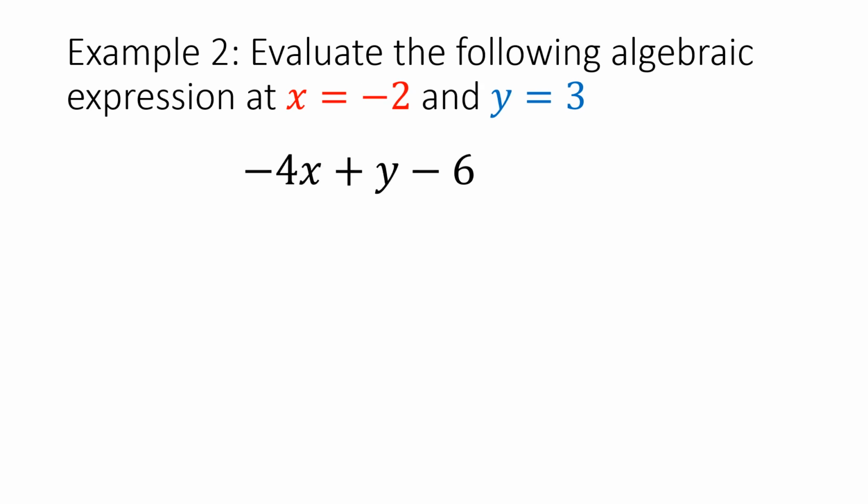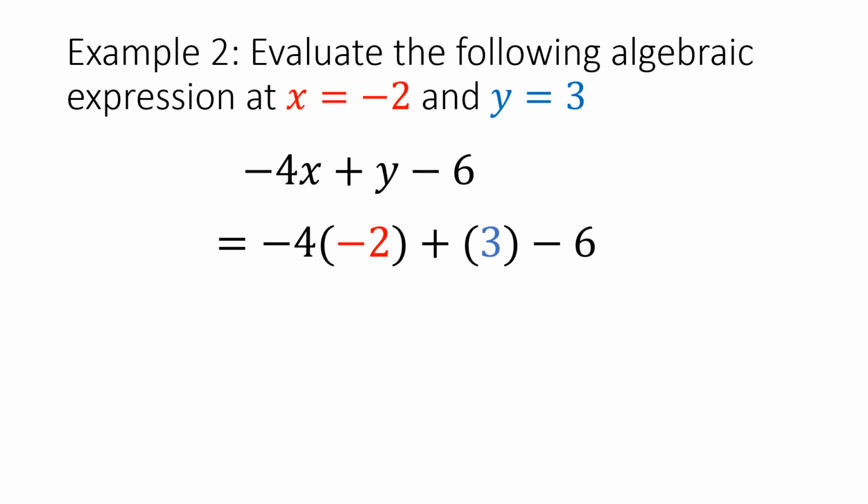Example 2, we're adding just a little bit extra here. So evaluate the following algebraic expression at x equal to negative 2 and y equals 3. So we have negative 4x plus y minus 6. So again, anywhere I see a variable, I'm going to put parentheses. And then inside of the parentheses, I'm going to put the number that replaces the variable. So I'm going to have negative 4 parentheses negative 2 because that's my x, plus parentheses with 3 inside of it because that's my y, and then minus 6.